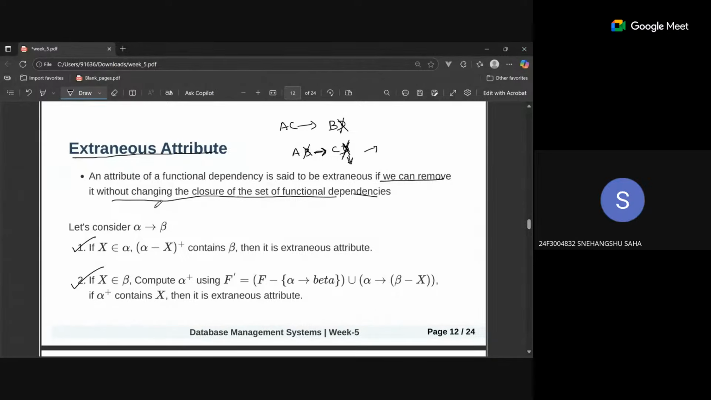Sir, is this content there in week 5? I have not read it in week 5. Is this week 6 or week 5? Week 5. Extraneous attribute, I don't think this content was there. So this is there.